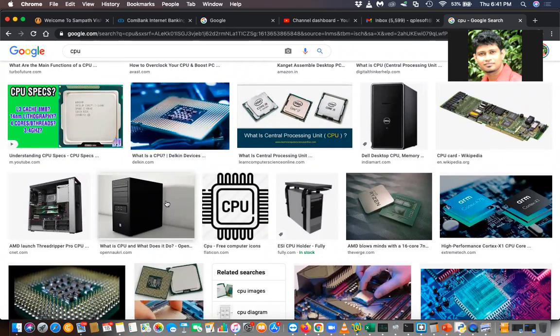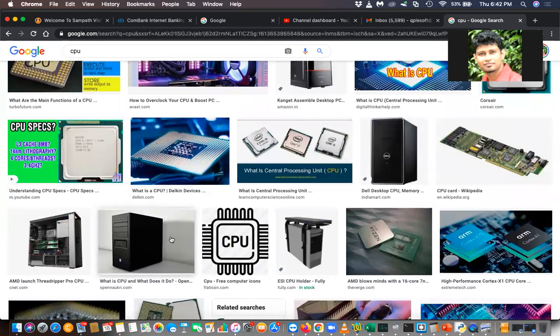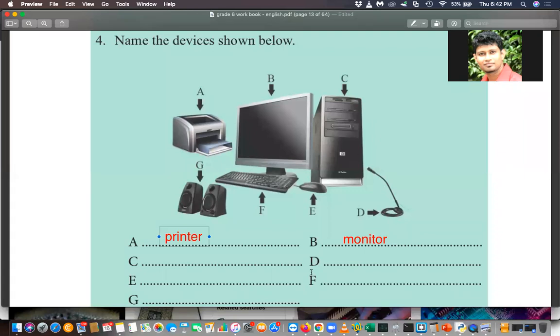It's like your brain. If someone sees your head, they don't say this is a brain, no. Brain is inside that. Brain is inside your head. You know head is the most important component, but brain is inside your head. So similar to that, the CPU is inside the system unit. So the correct name for this is not CPU, it is system unit. So please write down that. CPU is something inside that.